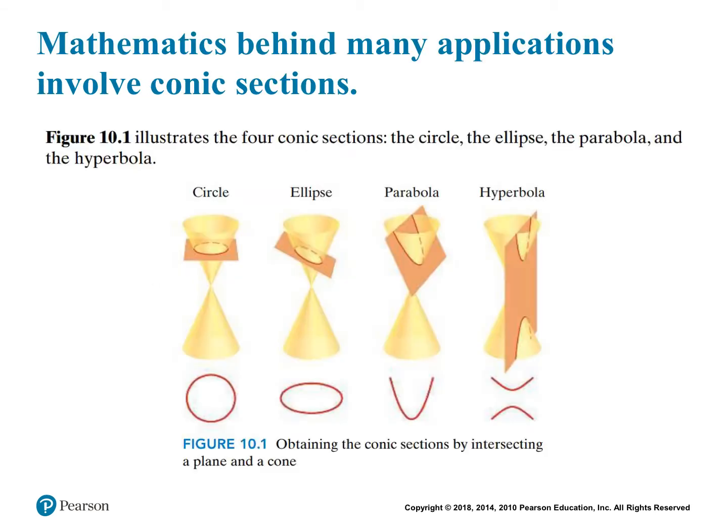So there is a lot of mathematics behind many applications that have conic sections. So these are the 4 conic sections: the circle, the ellipse, the parabola, and the hyperbola. We're going to specifically talk about the ellipse today. If you go on to calculus, you'll see where a lot of this comes into play.